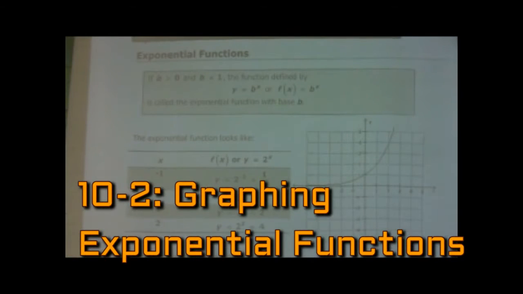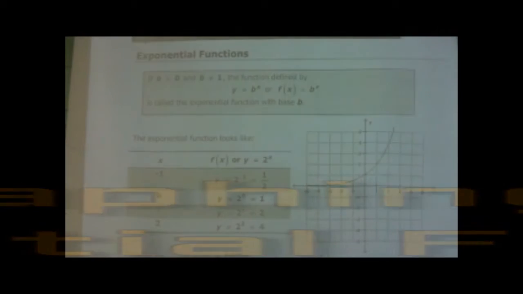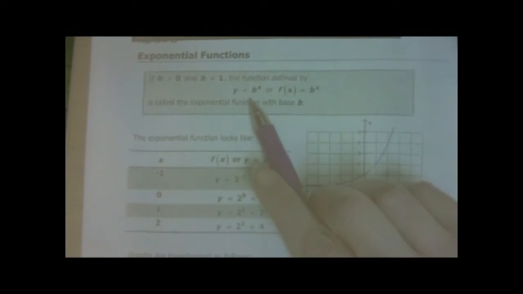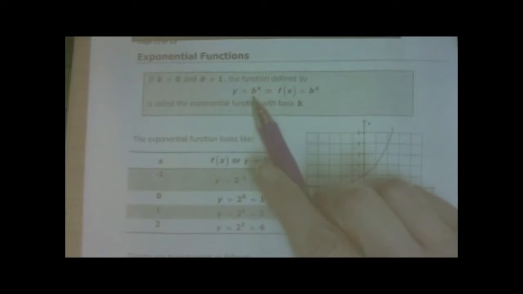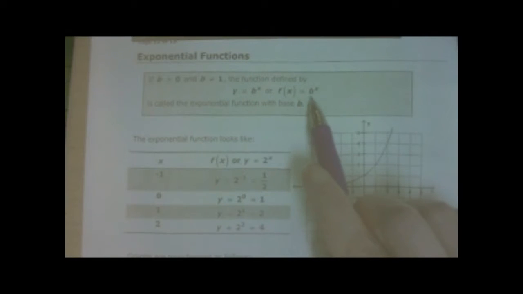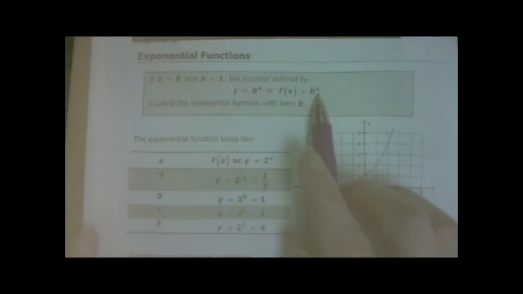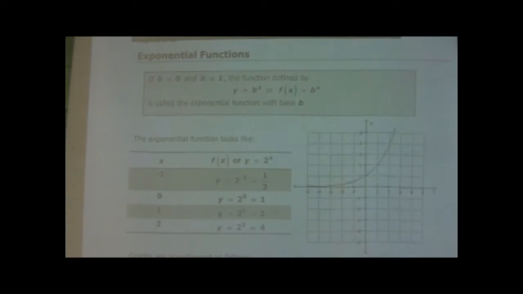Okay, the topic for today is exponential functions, and specifically, we're going to talk about how we graph an exponential function. First, we have to talk about what an exponential function is, and that's right here in the gray box. It can be in the form y equals b to the x power, in which b is just a number, okay? Or f of x equals b to the x power. And remember, b is just a number. And so it's an exponential function because the variable x is the exponent.